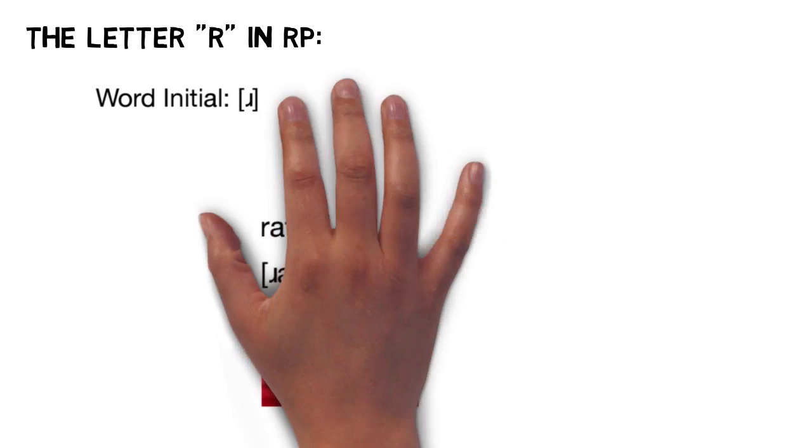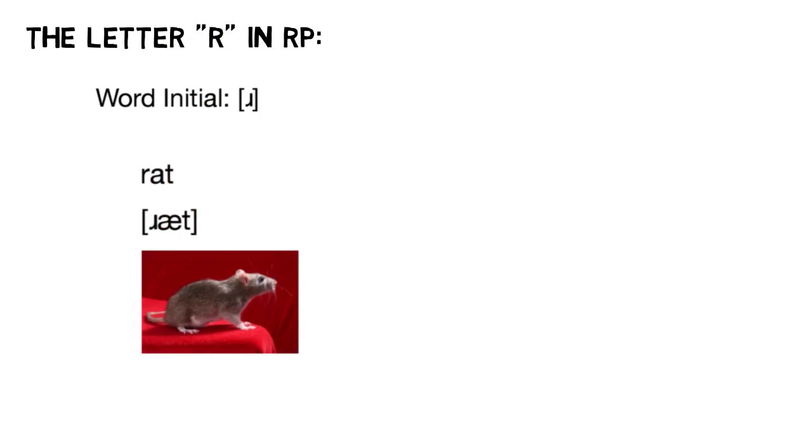We have 2 topics left. First off, we'll talk about how to handle the letter R in received pronunciation. Now, when R shows up in the beginning of a syllable, it's exactly the same. You get r, as in rat. It's the same. The big changes happen when R shows up at the ends of syllables.